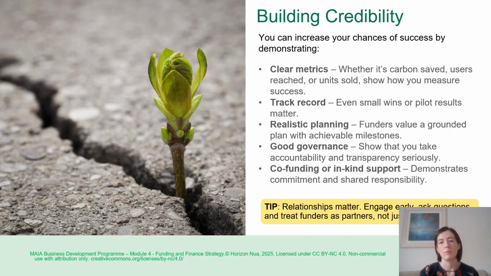Regardless of the funding type, one thing all funders look for is credibility. They want to know that you're not just passionate, but that you're capable, committed, and thinking realistically about what it will take to succeed. One of the best ways to build credibility is through clear metrics. Whether it's hectares restored, people reached, carbon avoided, or products sold, funders want to see how you measure success. Even simple, early indicators can help demonstrate traction and potential.